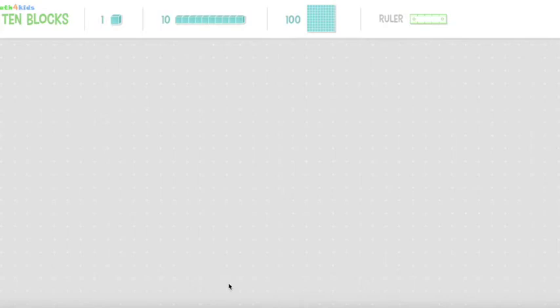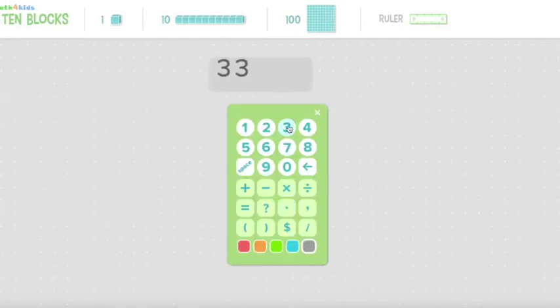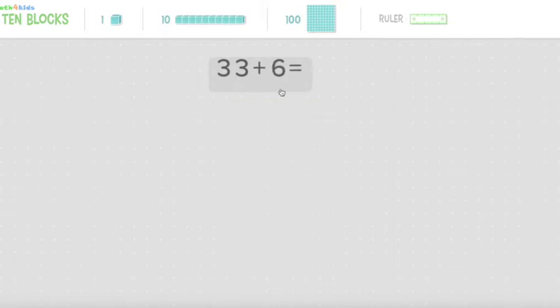So first, again, we are adding tens and ones. So let's start with adding 33 plus 6. So let's see what 33 plus 6 is. So the first thing you are going to do, as I mentioned before, is that you always have to show your work. And the first number you are going to show your work for by drawing is the first number in your equation, which is 33.